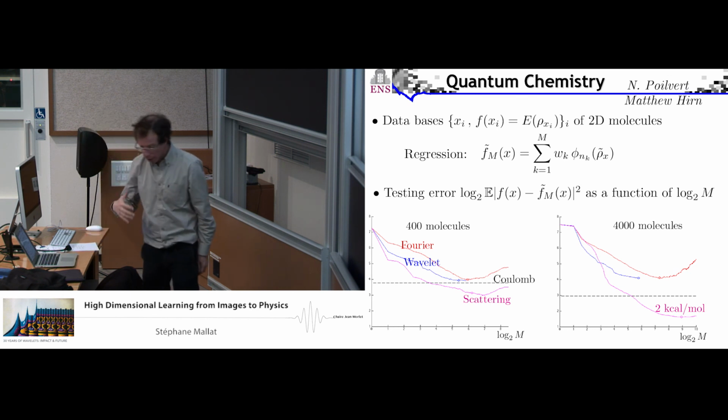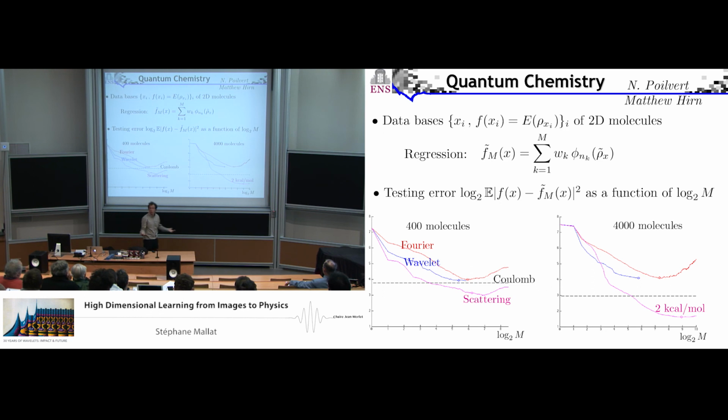Now you train your system not with 400 molecules, but with 4,000 molecules. The error of wavelet and Fourier doesn't move, and the error of the scattering continues to go down. You reach here 2 kilocalorie per mole. You have to know that when you compute as exactly as you can with density functional theory, the error is only 1 kilocalorie per mole. So with this interpolation, you get an error which is of the same order.